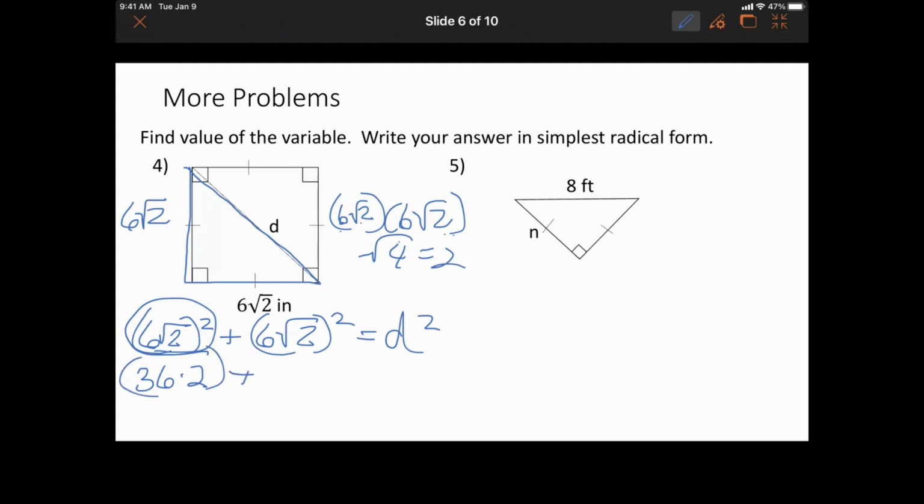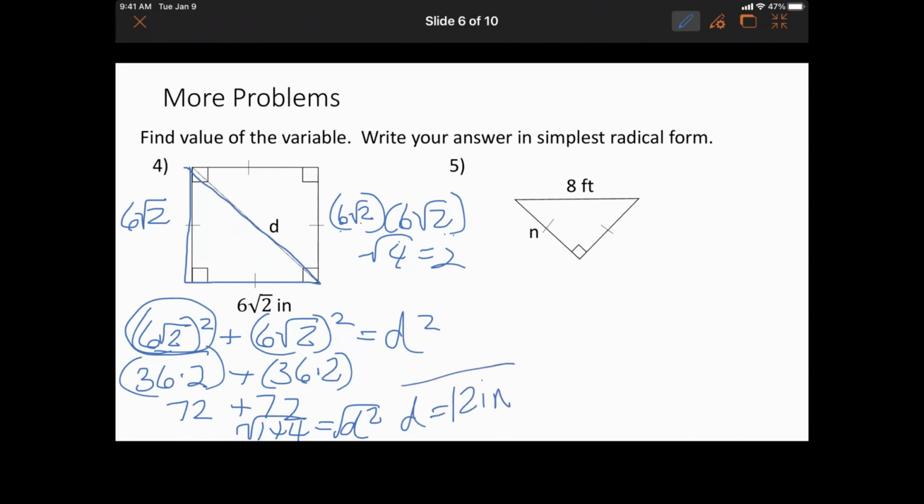Plus, that's going to be the same thing. So it's going to be 72 plus 72, which equals 144. So the square root of 144 is 12. And this one has units, so we're going to do inches.